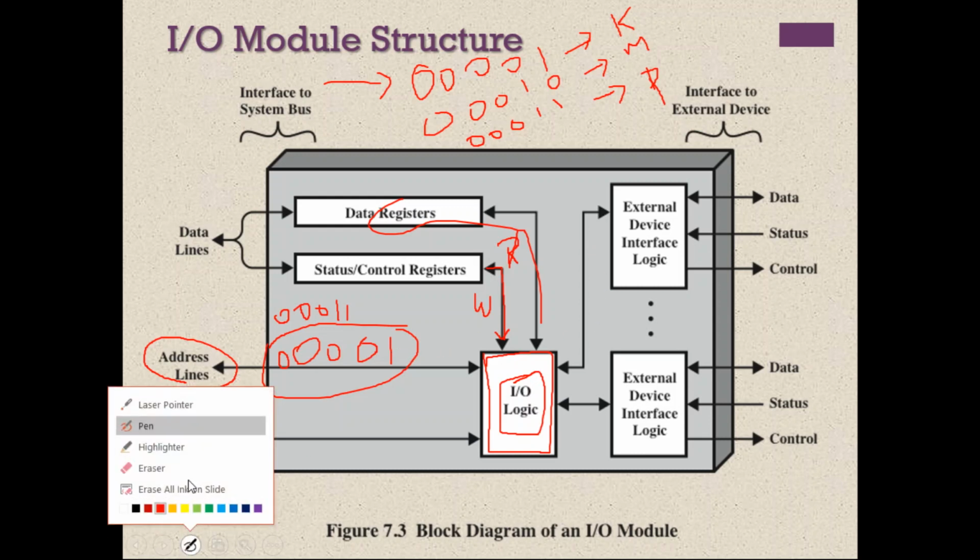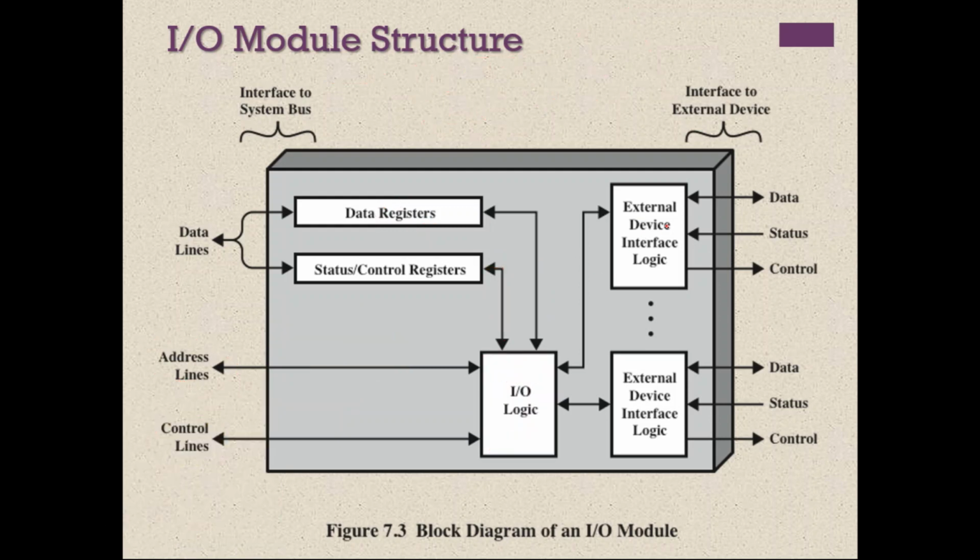Now you can see here there are different device interface logic: device interface logic 1, device interface logic 2, 3, like that. There are many external device interface logics. Through each of these logics, one IO device will be connected. So in our case, if we assume there are three IO devices, then three of these logics will be used. To one interface logic, one IO device will be connected, to another interface logic another IO device, and to another one, another IO device. So here we will have an IO device. Similarly, here we will have an IO device.